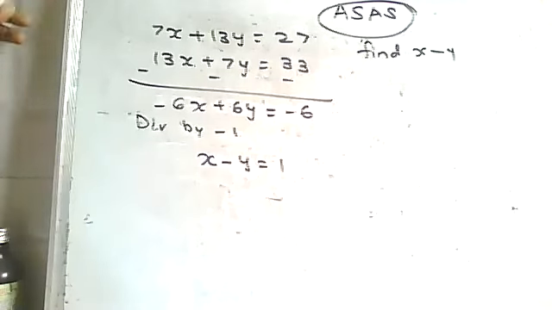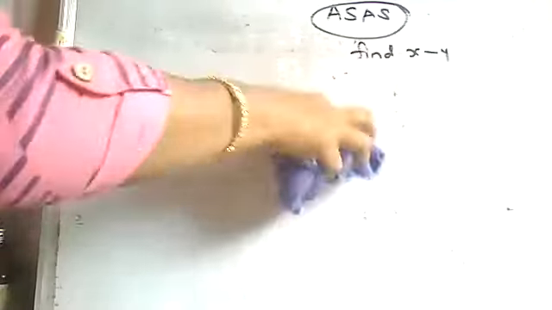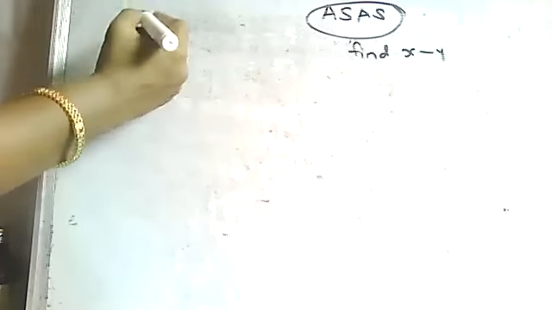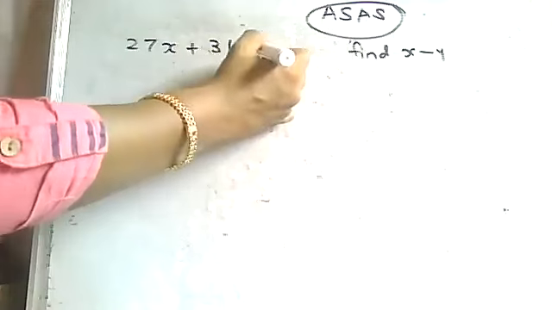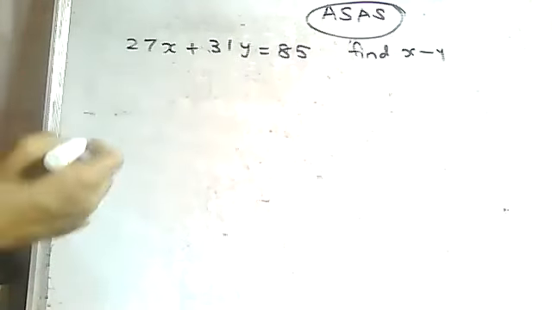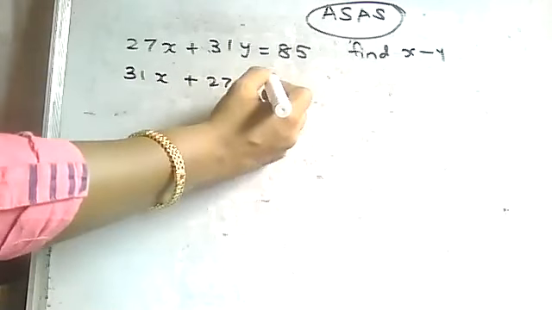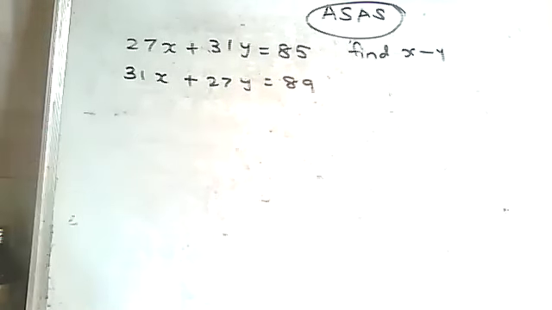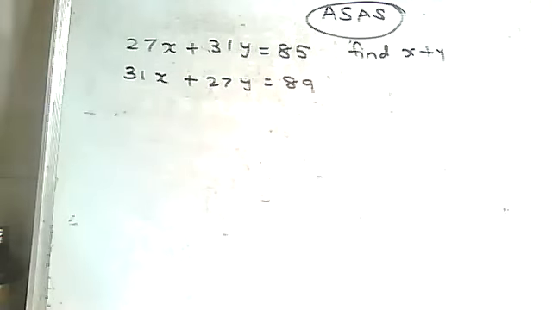I'll give you one same type exam, and you will observe the equation is like that only. You will come to know, don't worry. 27x plus 31y is equal to 85, and 31x plus 27y is equal to 89. Chalo, find x plus y.